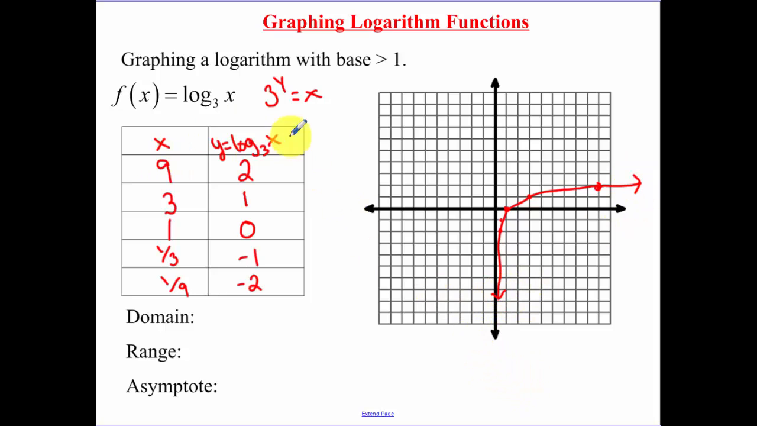Remember, logs and exponentials are inverses of each other. So whereas our domain for our exponential was all real numbers, our range now becomes all real numbers. We have an asymptote in here. Remember, for exponentials, the x-axis was our asymptote. Now it's going to change to the y-axis. So it's going to be x is greater than 0, and our asymptote is x equals 0. So that's what your logarithm looks like with your base greater than 1.